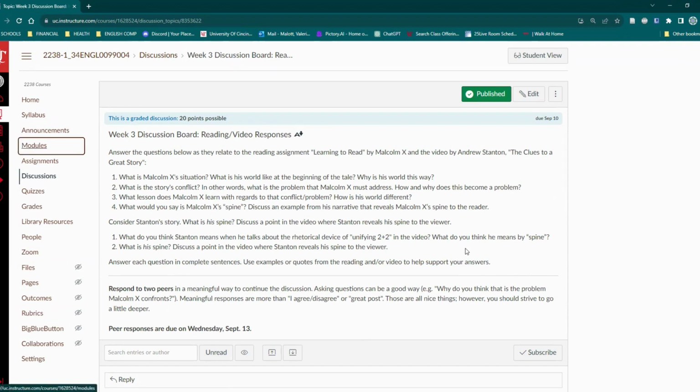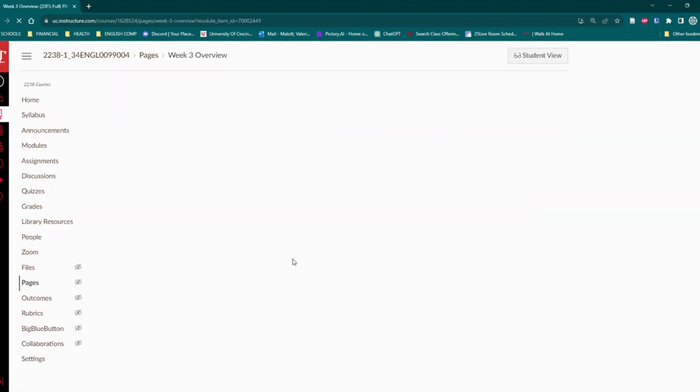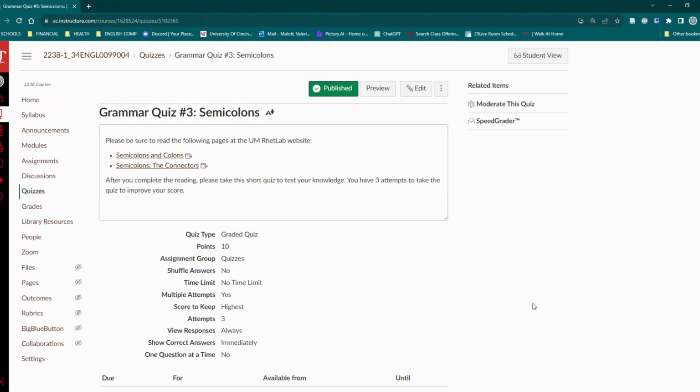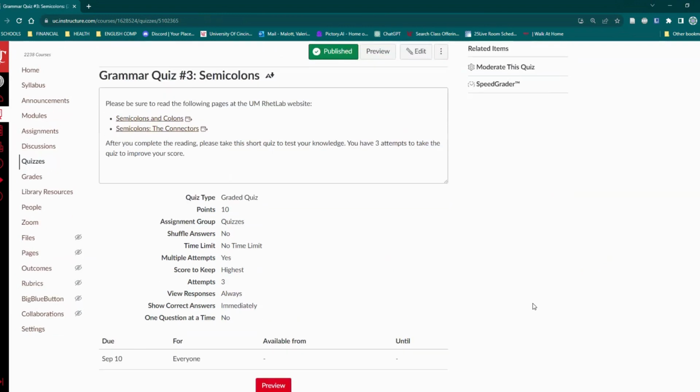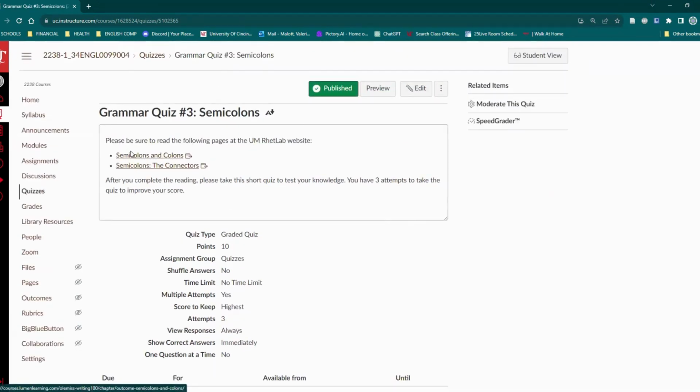Let's go back to the module. Week 3. Again, grammar quiz number 3 is on semicolons. It is 5 questions long, worth 10 points. Colons and semicolons, that's just the first page. And then the second page is semicolons. Again, you have 3 attempts to take the quiz to get a good score.